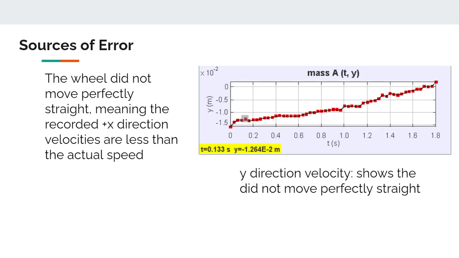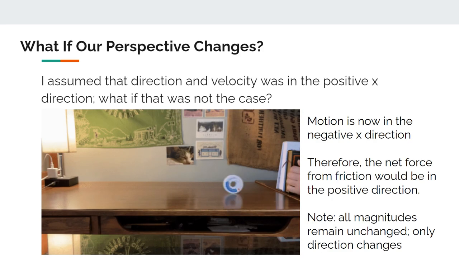And some sources of error that I could have possibly mitigated was that wheel, you can kind of see that it didn't go in a perfectly straight line. From our perspective, it did, but it went kind of back up towards the back of the desk, which you can see in this y direction displacement graph. And that, of course, would change our velocity magnitudes.